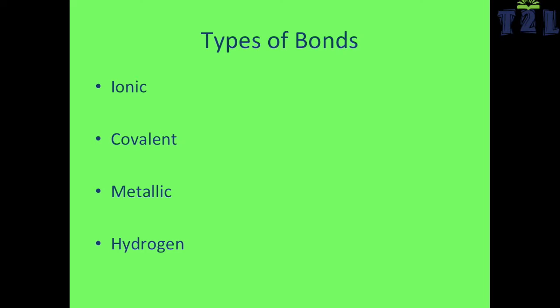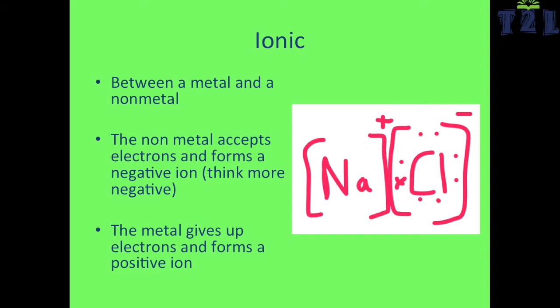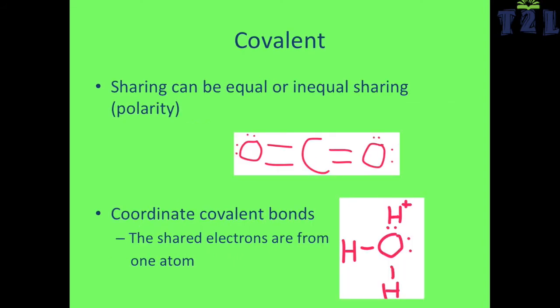First, we'll talk about ionic. Ionic bonds are between a metal and a nonmetal. The nonmetal accepts electrons and forms a negative ion. To think about this, you can just think about getting more negative. The metal gives up electrons and forms a positive ion.